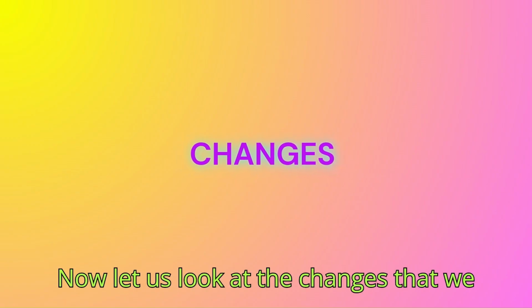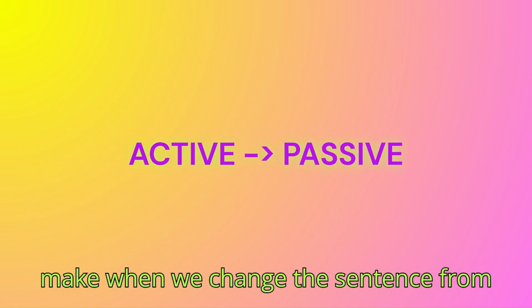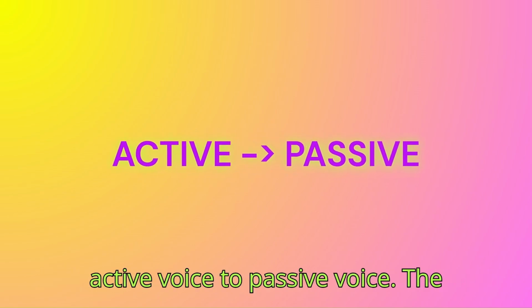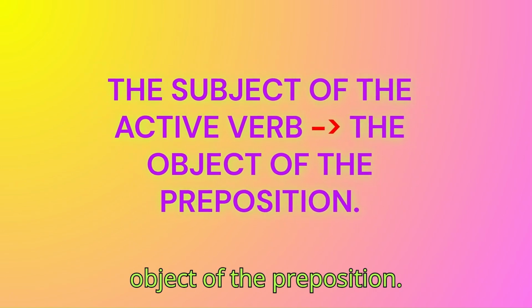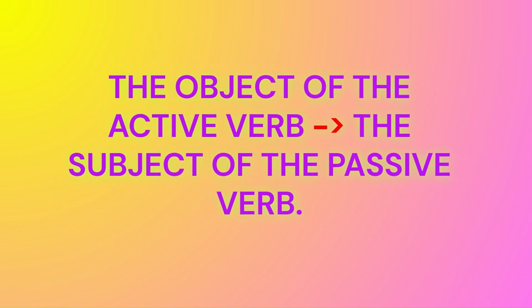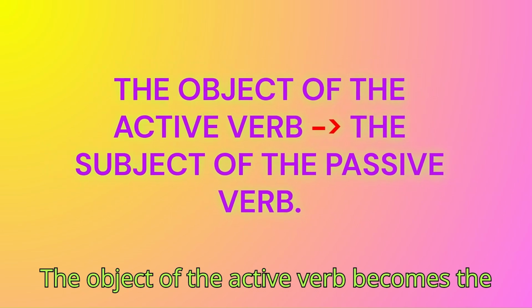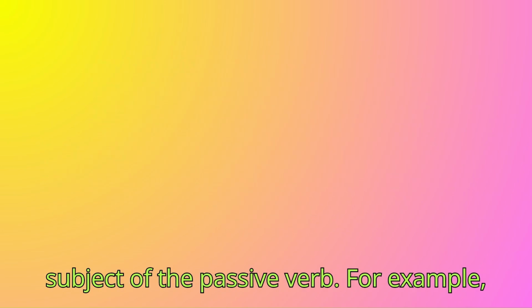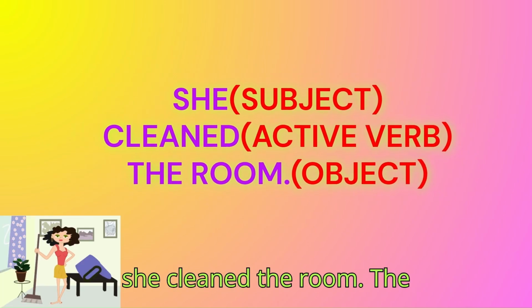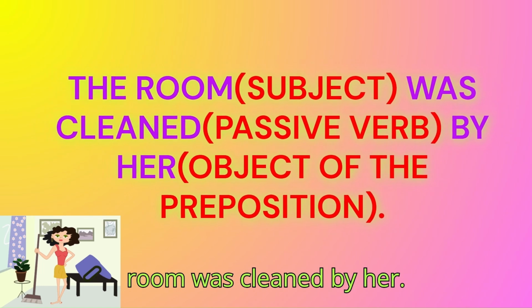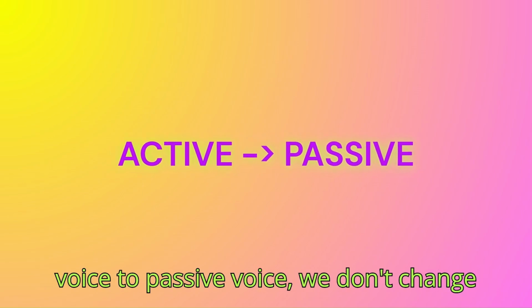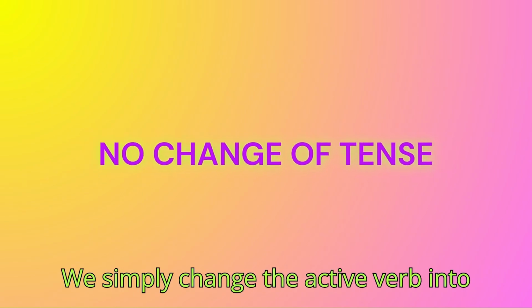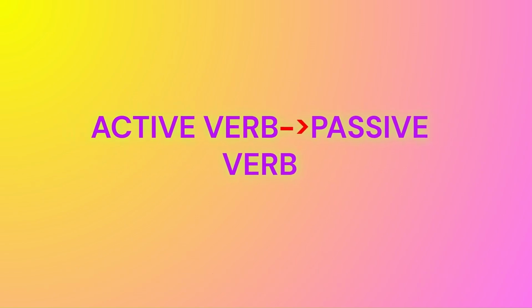Now, let us look at the changes that we make when we change a sentence from active voice to passive voice. The subject of the active verb becomes the object of the preposition. The object of the active verb becomes the subject of the passive verb. For example, she cleaned the room. The room was cleaned by her. When we change a sentence from active voice to passive voice, we don't change the tense. We simply change the active verb into passive verb.